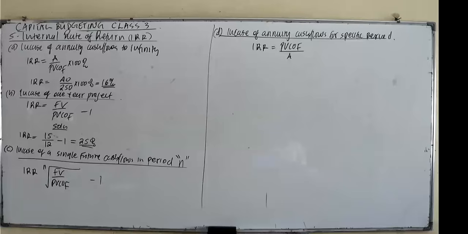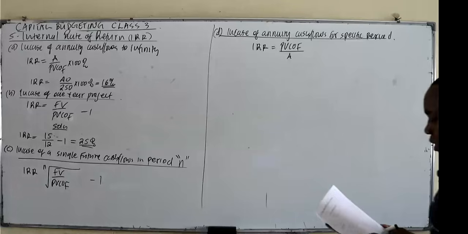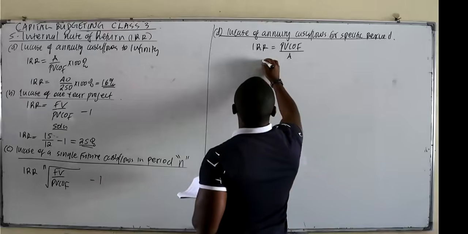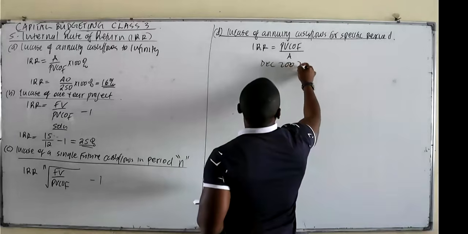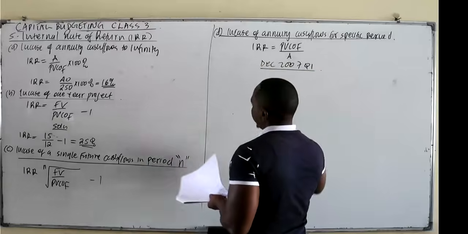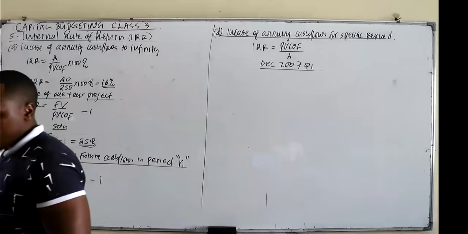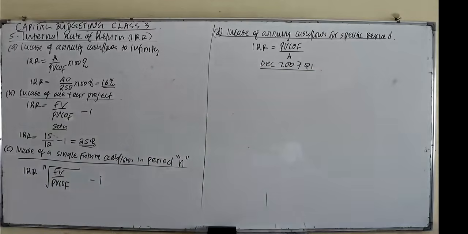So I want us to do the previous question we had done before. Open with me December 27, question 1. That was the first illustration we had done when we were evaluating NPV. December 27, question 1B.